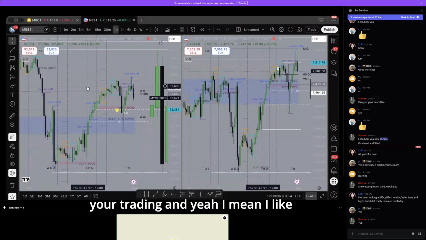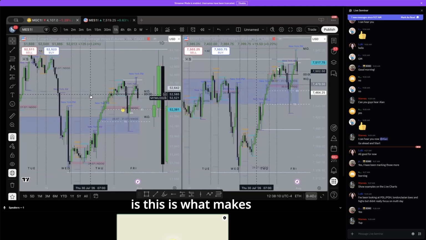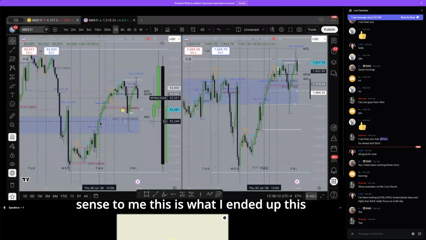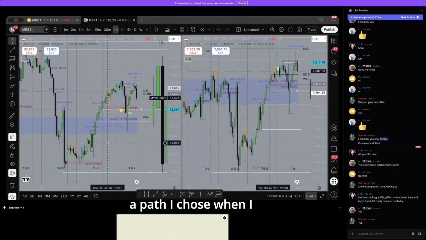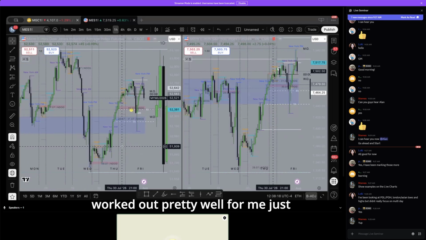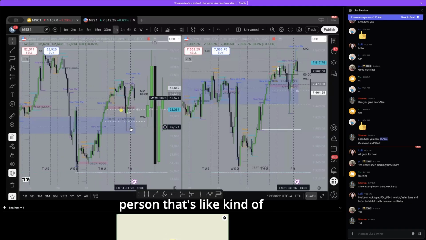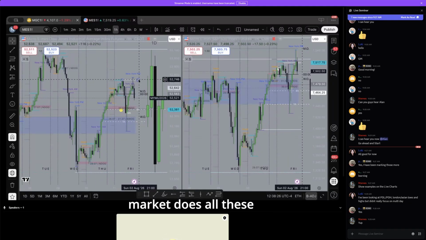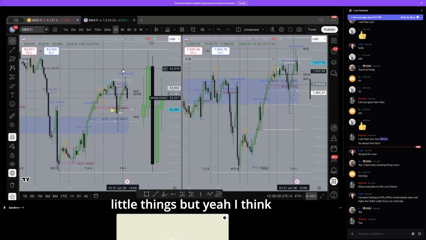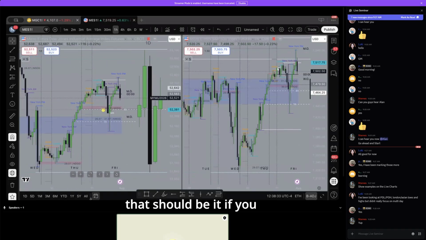And I like trading this way because this is what makes sense to me. This is the path I chose when I started trading, and it's worked out pretty well for me. I'm the type of person that's kind of technical, and I like to know why the market does all these little things. But yeah, I think that should be it, if you guys don't have any questions.